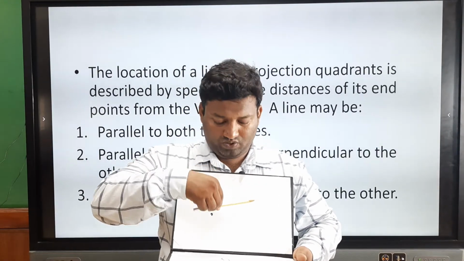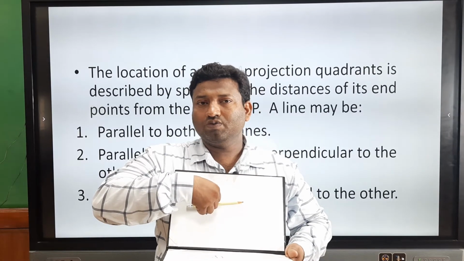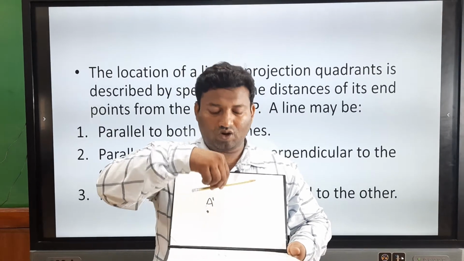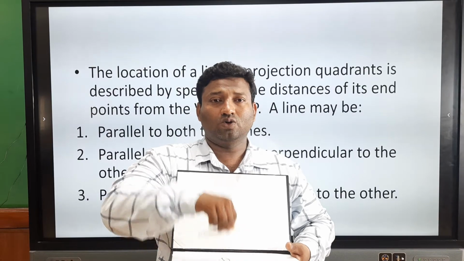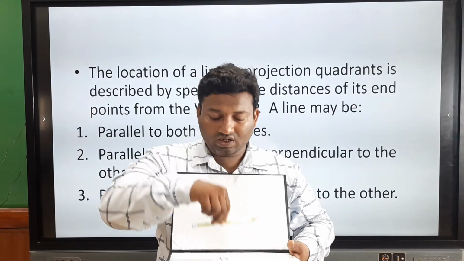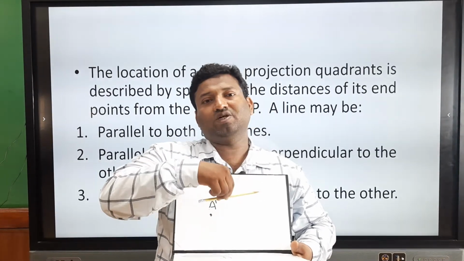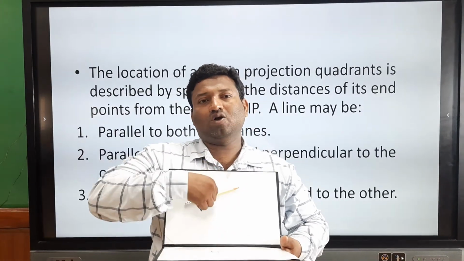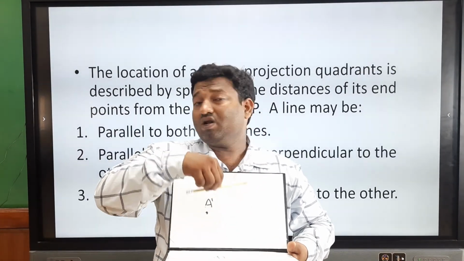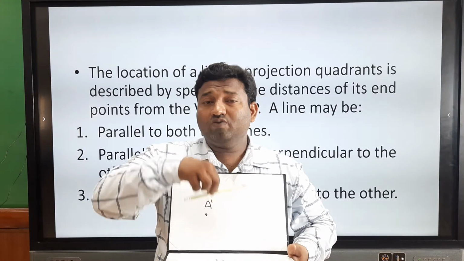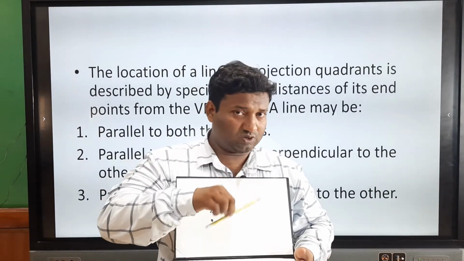If you view from the front, we will get the true length on the VP. If you view from the top, we will get the true length of the line on the HP. It depends upon how much it is above the HP and how much it is in front of the VP. But when a line is parallel to both planes, we will get the true length on both reference planes.